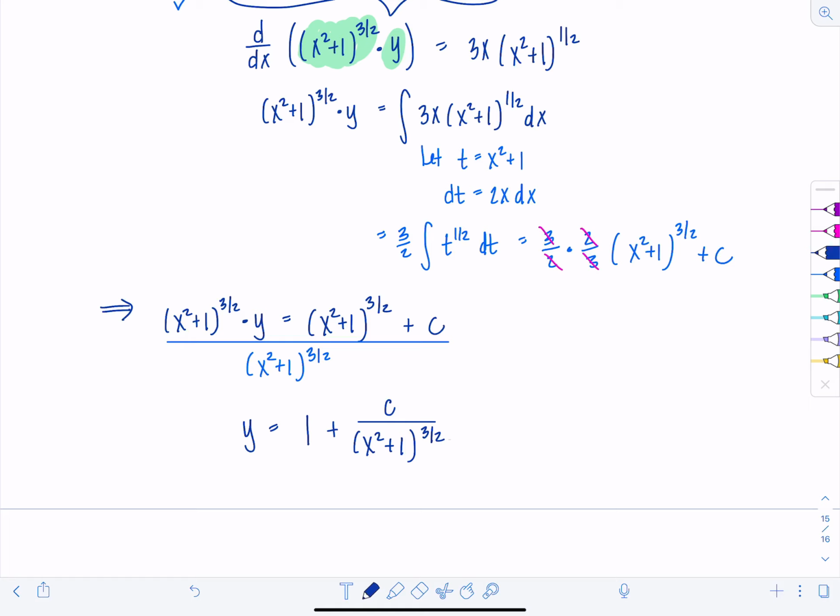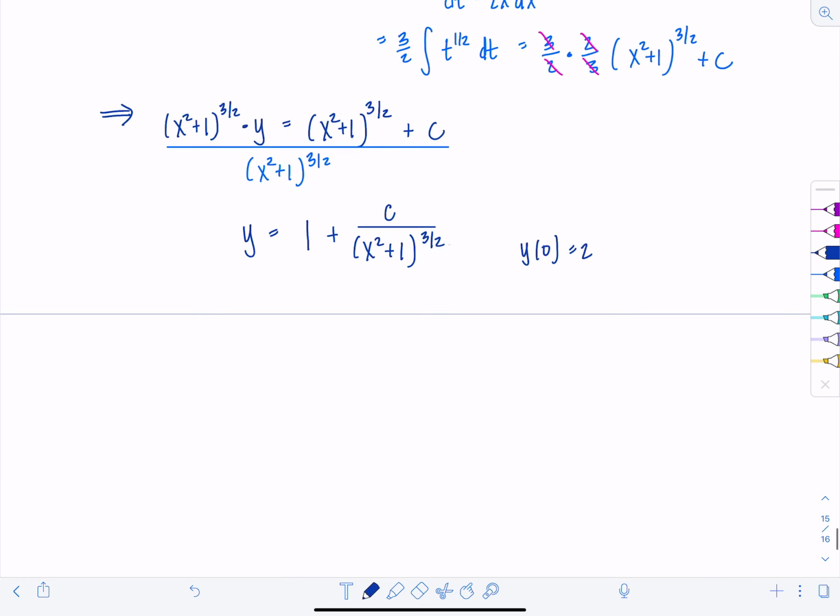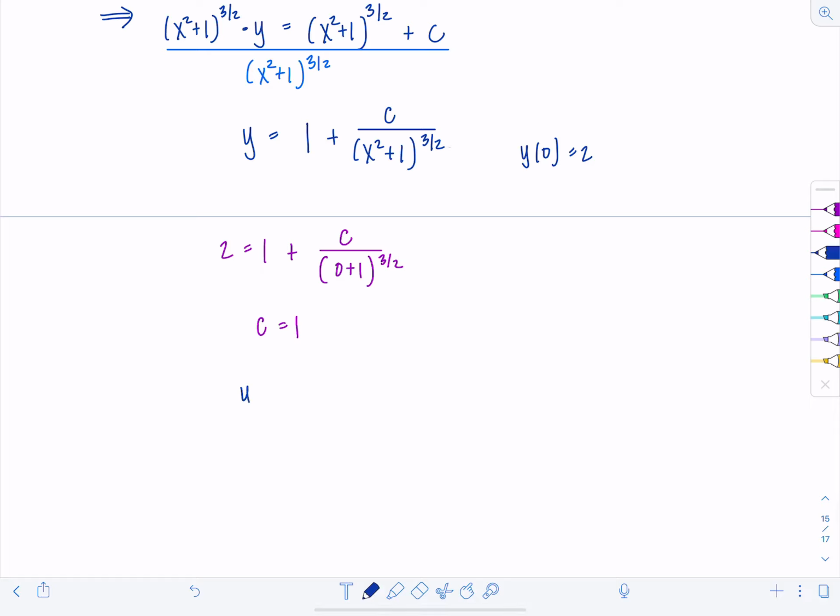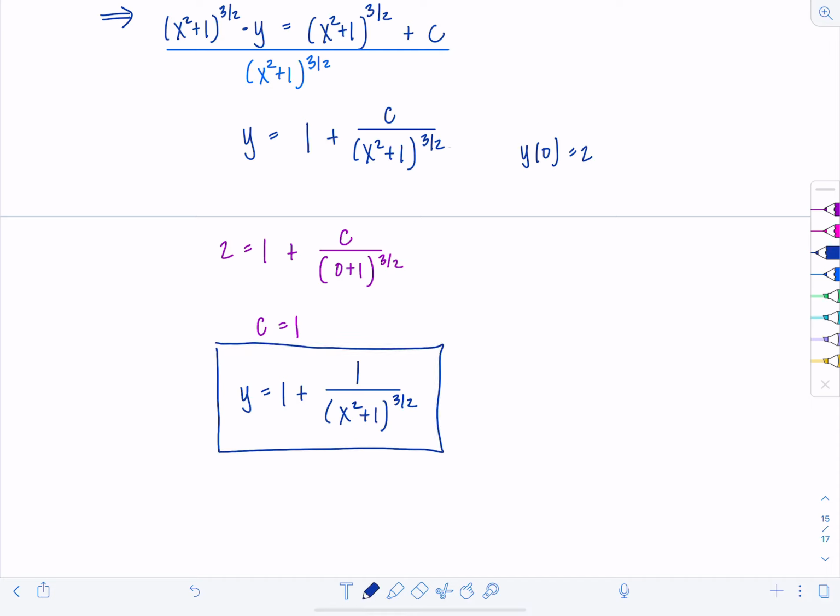Do I box it? No, remember they told me y of 0 equals 2. Oh, okay, so let's go find c. So 2 equals 1 plus c over 0 plus 1 to the 3/2, which is 1. So I have c plus 1 is 2, which means c equals 1. Okay. So now I can say y is equal to 1 plus 1 over x squared plus 1 to the 3/2. And you can box that with pride. That was beautifully done.